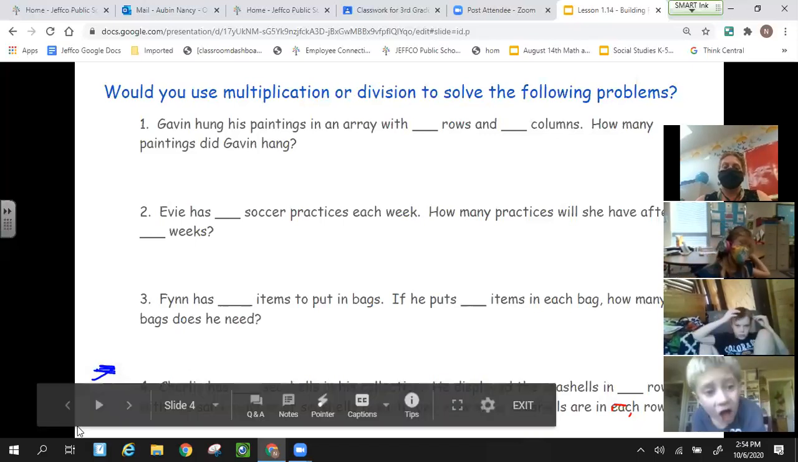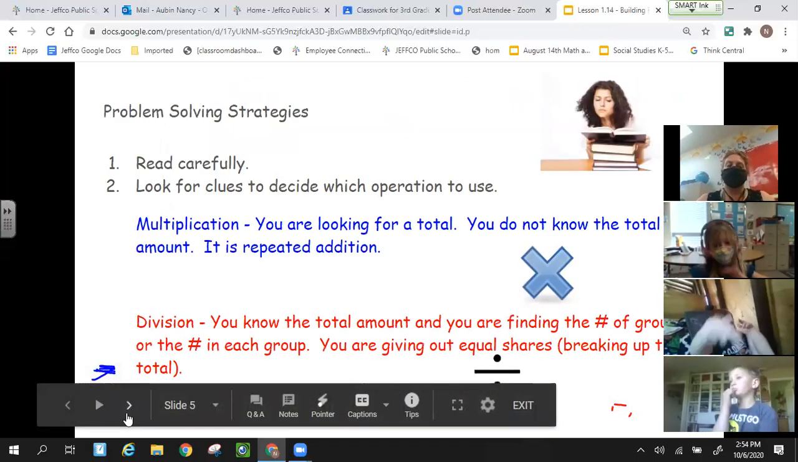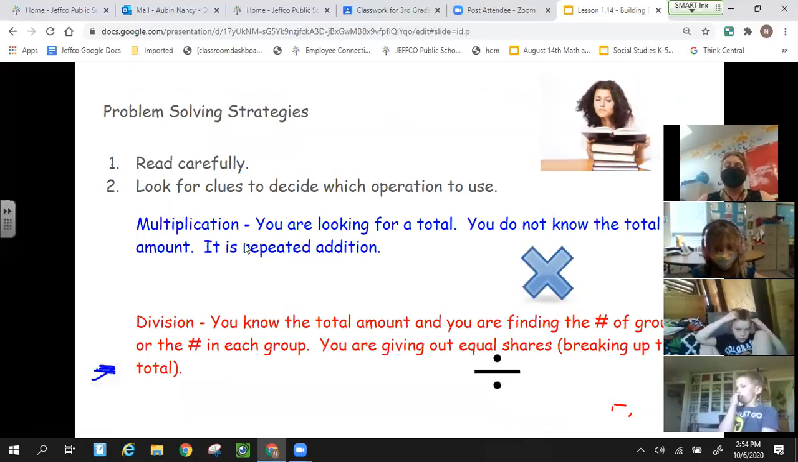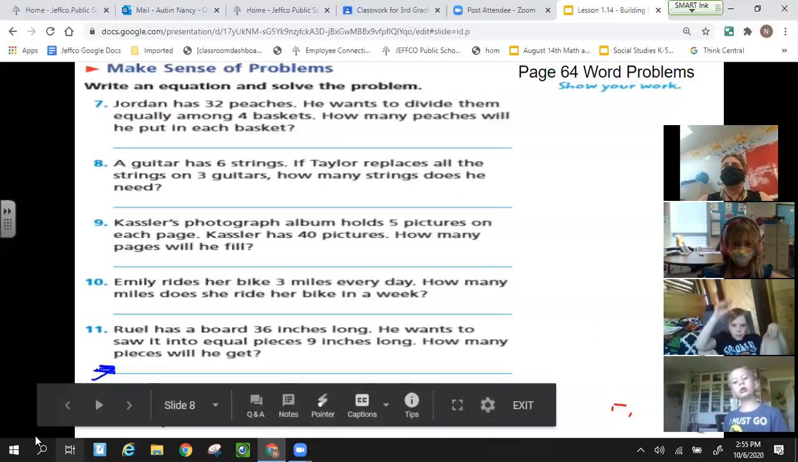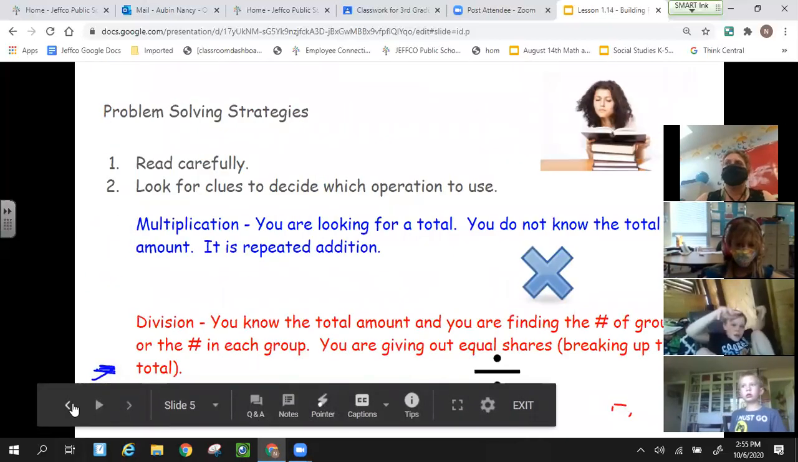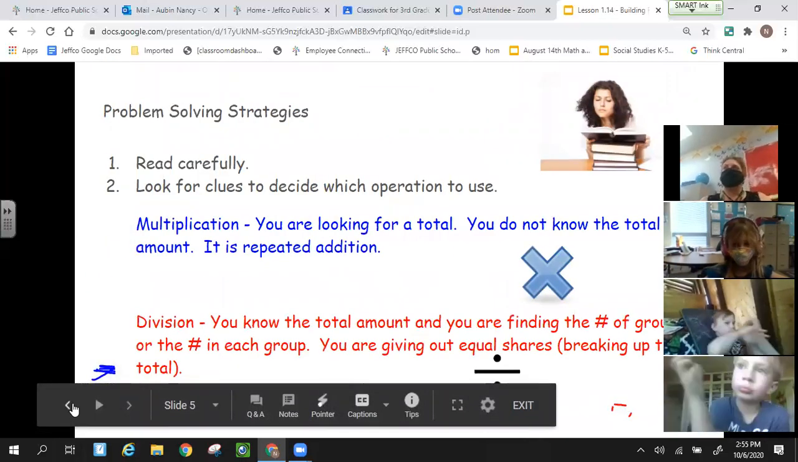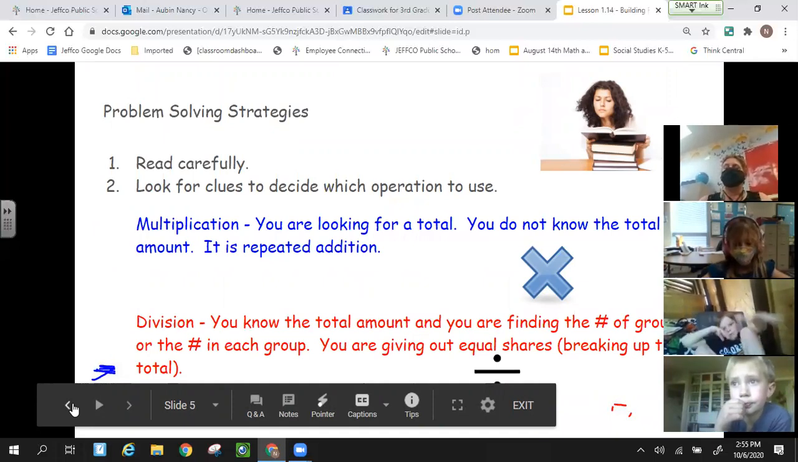Very nice. Good job, everybody. That was hard. You are thinking. Here are those problem-solving strategies I want you to use. We're going to work on a couple problems here in a minute. I want you to read carefully. Look for those clues that we just talked about. Multiplication, you're looking for a total. You do not know the total amount. It's repeated addition. Division, you know the total amount. You are finding the number of groups or the number in each group. You are giving out equal shares or breaking up the total.